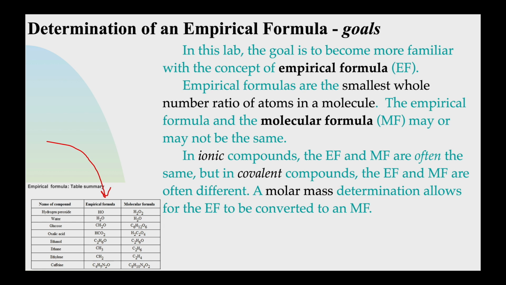So if you look at the first one there, hydrogen peroxide, in the real world, hydrogen peroxide has 2 hydrogens and 2 oxygens. The empirical formula would be the smallest whole number ratio of atoms. So if you divide both of the 2's in H2O2 by 2, you get 1 H 1 O, or HO. So HO would be the empirical formula for hydrogen peroxide, which is actually H2O2. Having a whole number is important.